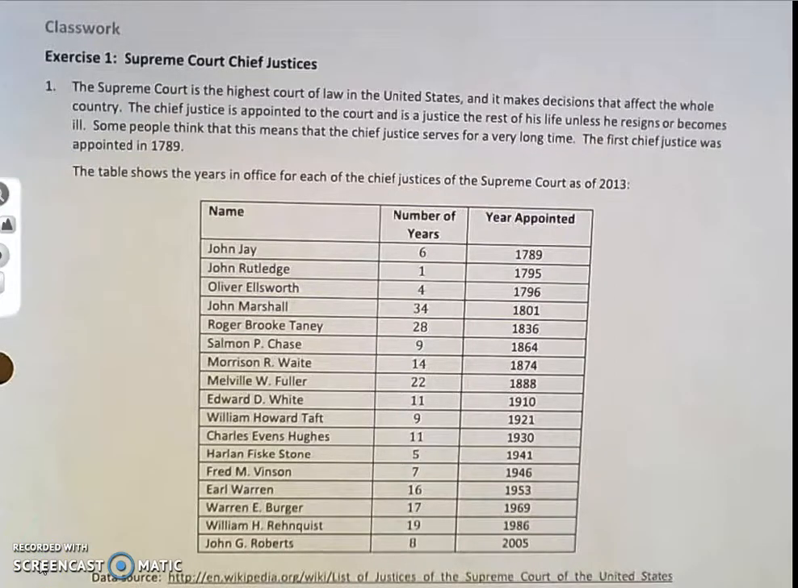Okay, so today we're going to take a look a little bit more at understanding how to create these box plots and how to read them in order to describe the data.